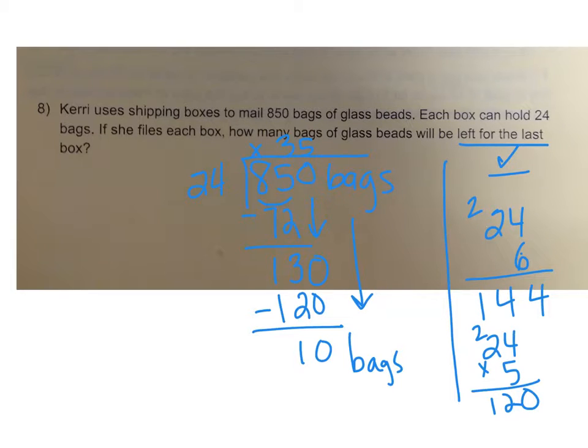So if she fills each box, and I know that's 35 boxes that are full, there's leftover bags that are not going in a full box. But I'm going to get an extra box for them. I'm just only going to include 10 bags. So to answer the question, if she fills each box, how many bags of glass beads will be left for the last box? That would be 10.